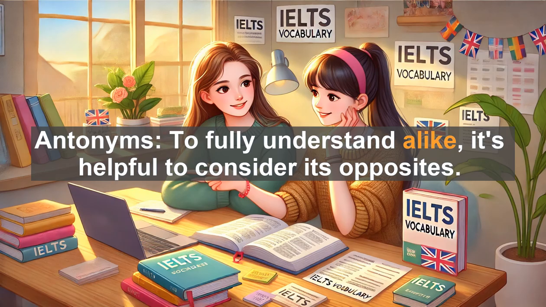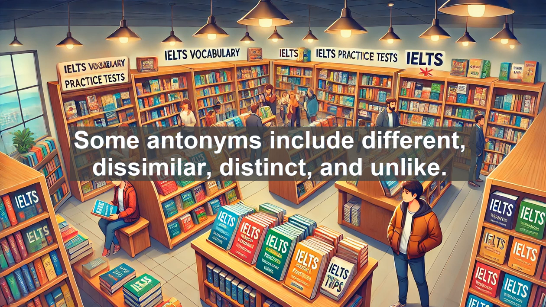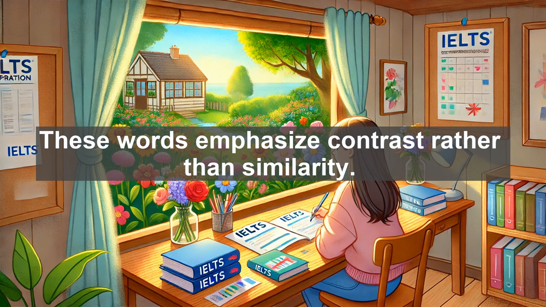Antonyms. To fully understand alike, it's helpful to consider its opposites. Some antonyms include different, dissimilar, distinct, and unlike. These words emphasize contrast rather than similarity.